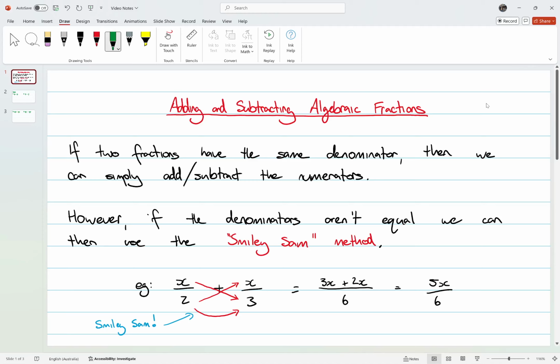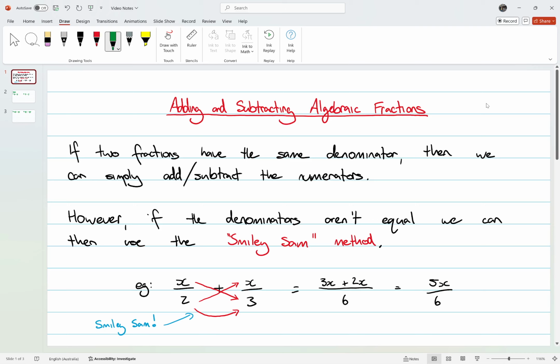Hi guys, in this video we're going to be looking at how we can add and subtract algebraic fractions. This topic can be a bit tricky because it involves adding, subtracting, multiplying, simplifying fractions, adding like terms, subtracting like terms, a bit of expanding as well. So it's a good wrap up of all the stuff that we've done in algebra so far. And once you get the process down though, it should be fairly basic.